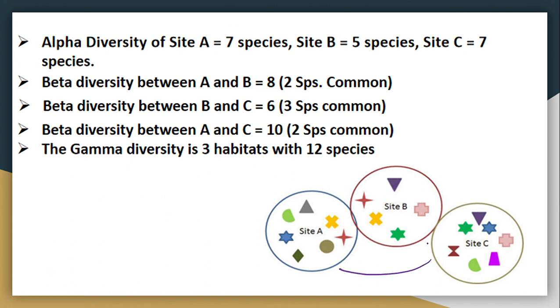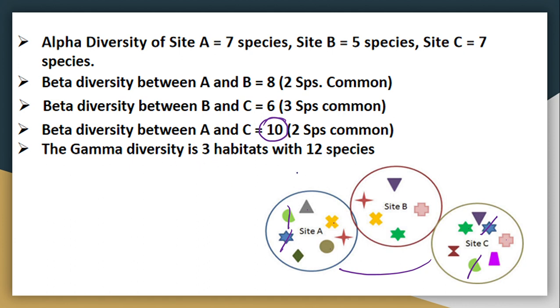Now, let's figure out between A and C. Let's see if there is any common. Site A and C, okay. Do we have common? Yes, we have common. I got one. Then I got another one. Do you have other? No. So 1, 2, 3, 4, 5, 6, 7, 8, 9, 10. Do we have 10? Yes. Beta species, we have 10.